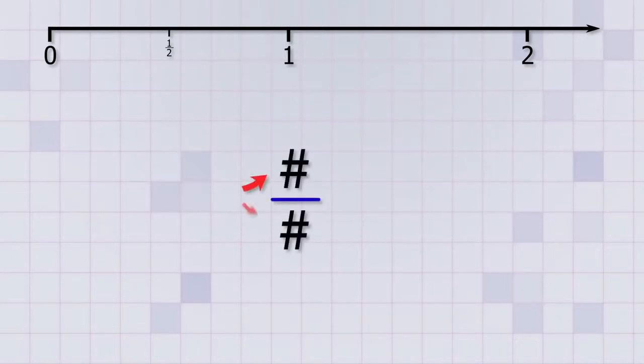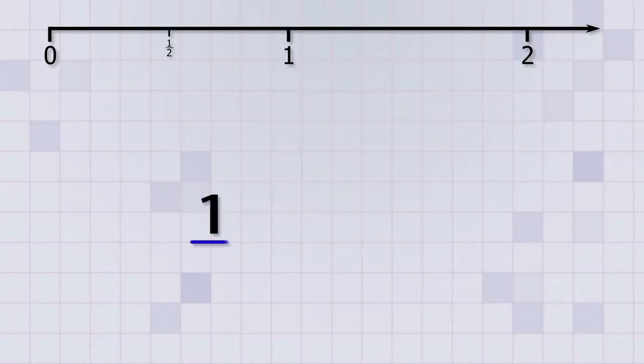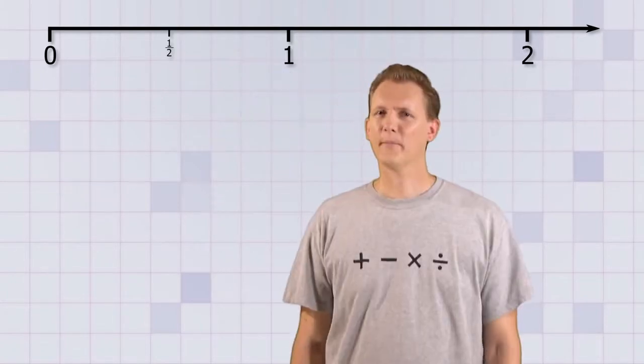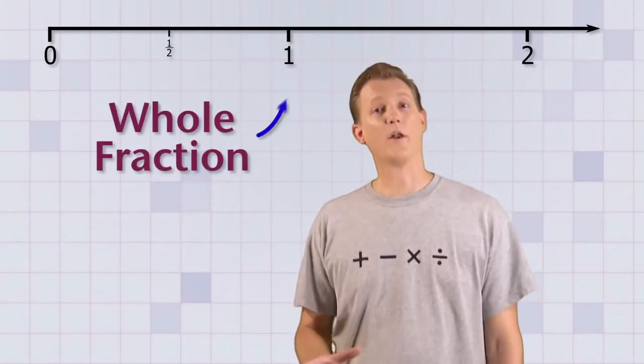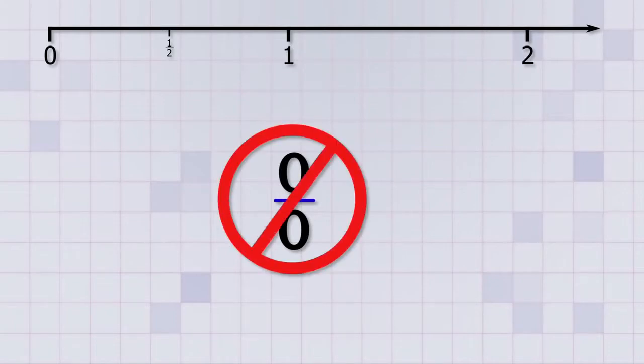Our third rule is this. If the top number and bottom number are the same, then the value of the fraction is always just 1. So whether you have 1 over 1 or 5 over 5 or 100 over 100, the value is always just 1. I'm going to call this kind of fraction a whole fraction because its value represents one whole. Oh, and in case you're wondering, this rule doesn't apply to 0 over 0 because like I told you, having a 0 on the bottom of a fraction is a big no-no.